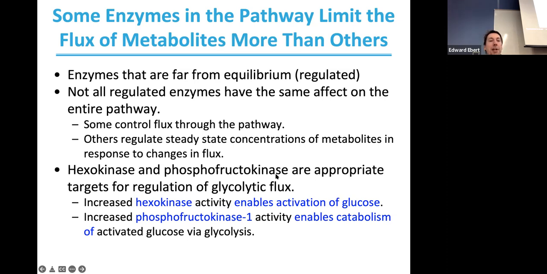If we look at hexokinase and phosphofructokinase 1, those are good targets for regulation of glycolytic flux. Increased hexokinase activity will allow us to activate more glucose as it comes into cells, so we can get that glucose charged with phosphate and move it on wherever it needs to go. Increased PFK1 is going to specifically send more glucose to glycolysis to make energy.